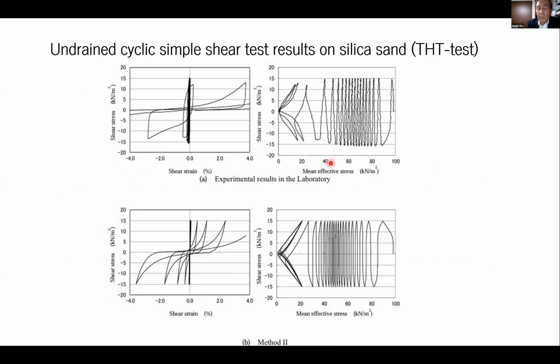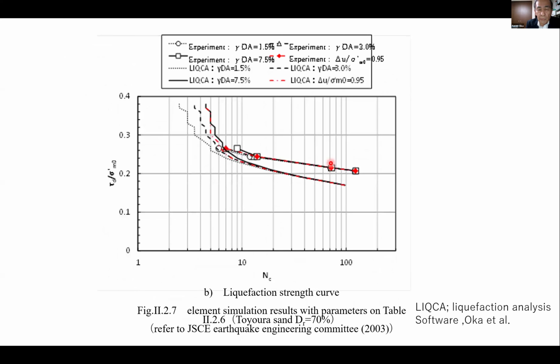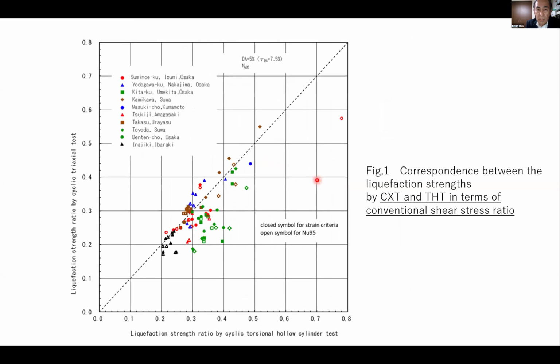But the triaxial test result is not always equal to this result. Using the cyclic shear stress test results, we obtain the liquefaction strength curve, the cyclic strength curve. In Japan, we determine the strength at a number of cycles of 20, around here. This is the strength curve of the silica sand, the well known Toyoura sand. The relative density is 70%. This is a typical result, as you know.